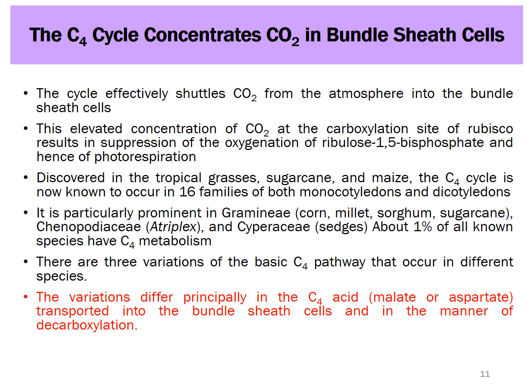There are 3 different variations of the basic C4 pathway that occur in different species, and these variations differ principally in C4 acid. जैसा कि मैंने आपको बताया कि 4 कार्बन पे मुश्तमिल जो है वो एसिड बनता है, तो वो एसिड मैलेट भी हो सकता है और एस्पार्टेट भी हो सकता है. तो इसी की बुनियाद पर और यूज़ होने वाले एंजाइम्स जो कि डिकार्बोक्सिलेशन में इस्तेमाल होते हैं, इन बंडल शीथ सेल्स, इन दोनों की बुनियाद पे C4 पाथवे में 3 तरह की वेरिएशंस पाई जाती हैं, जो कि मैं आगे एक्सप्लेन करूँगी.